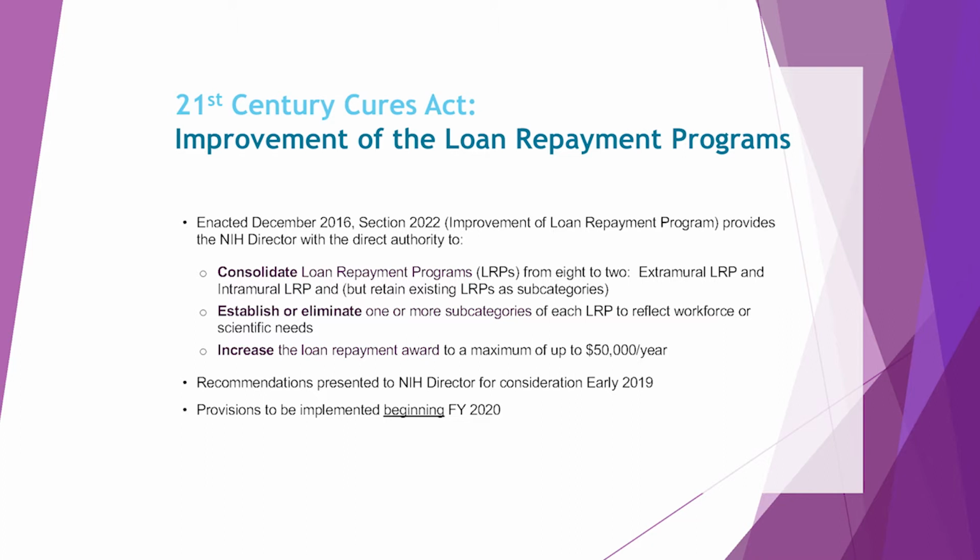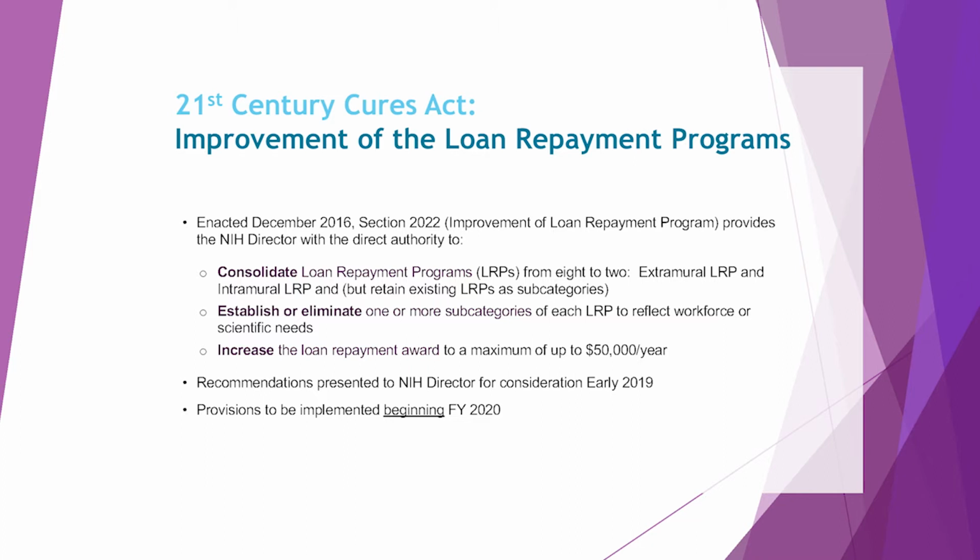Within those 2 broad categories, the subcategories of loan repayment programs were retained, but now there was an opportunity for the director to establish or eliminate one or more subcategories and to establish programs that would reflect workforce or scientific needs. In addition, the authority was given for the loan repayment award to be increased from a maximum of $35,000 per year to a maximum of $50,000 per year. This corresponds with the increasing level of educational debt that we found our scholars to be laboring under.